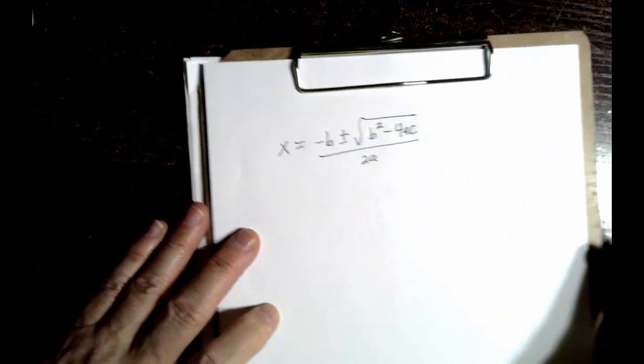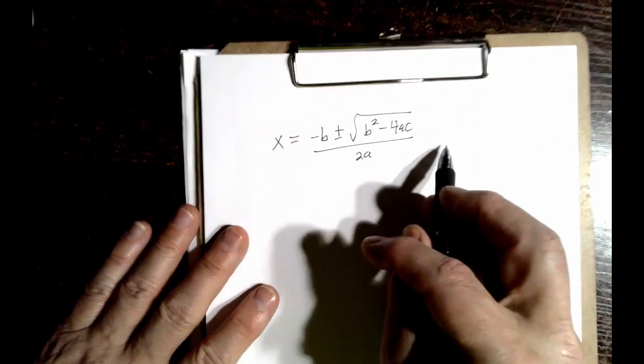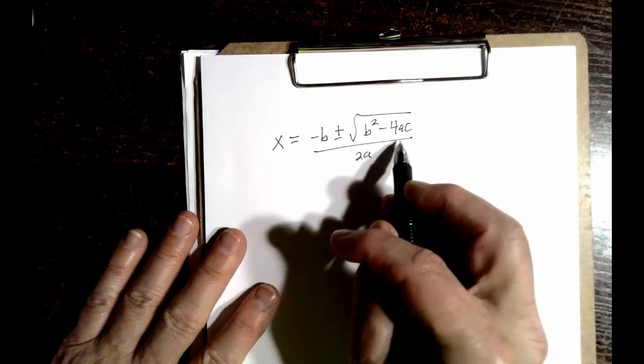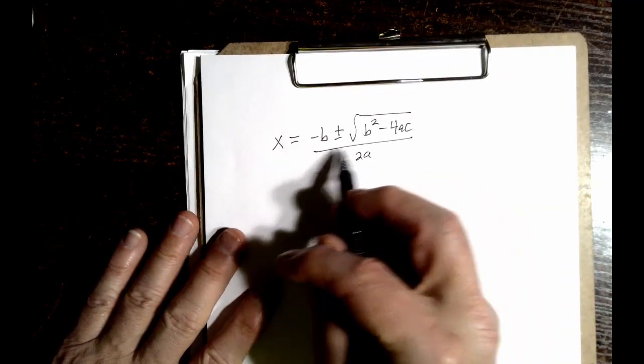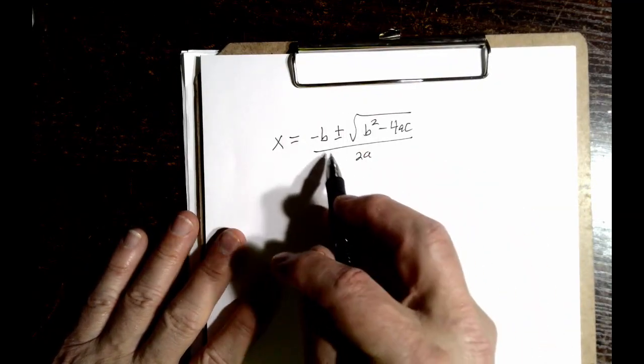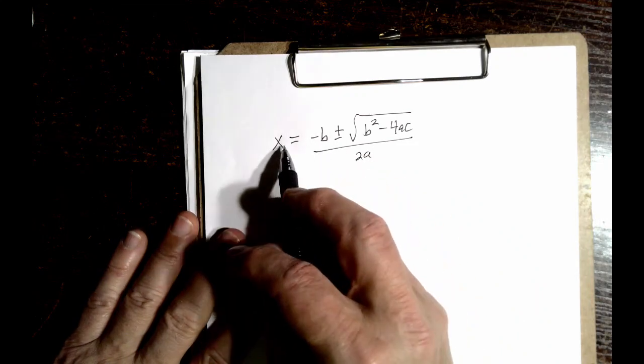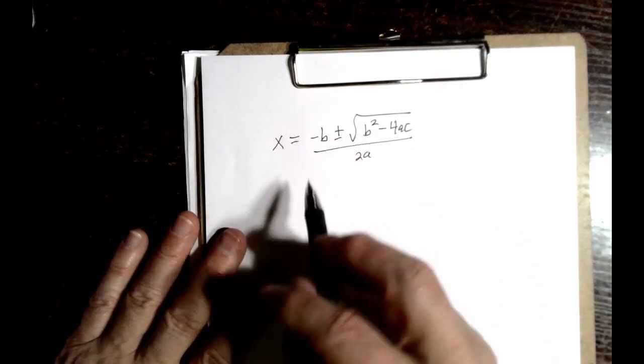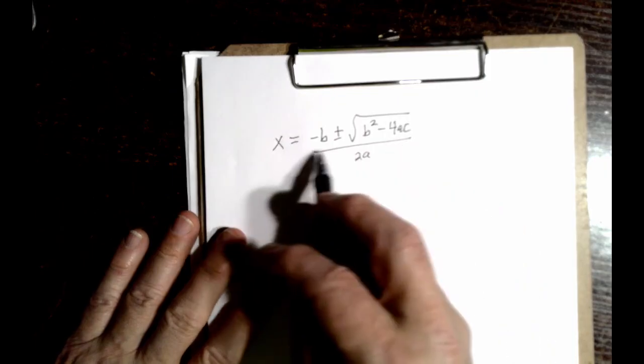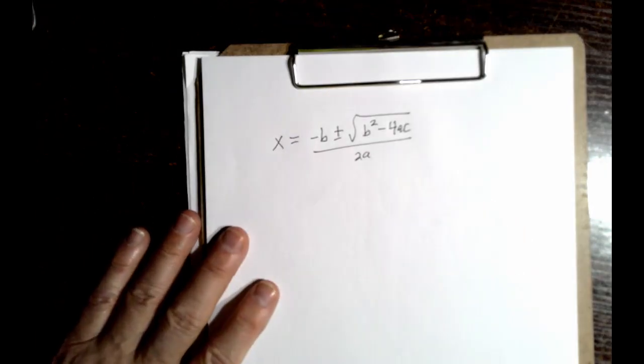Now the most common mistake students make when they're writing out the quadratic formula is they forget to extend this fraction bar all the way across. This is one big fraction. This negative b is not out front, but it's part of the numerator. Okay, so make sure that entire thing is covered with the fraction bar.